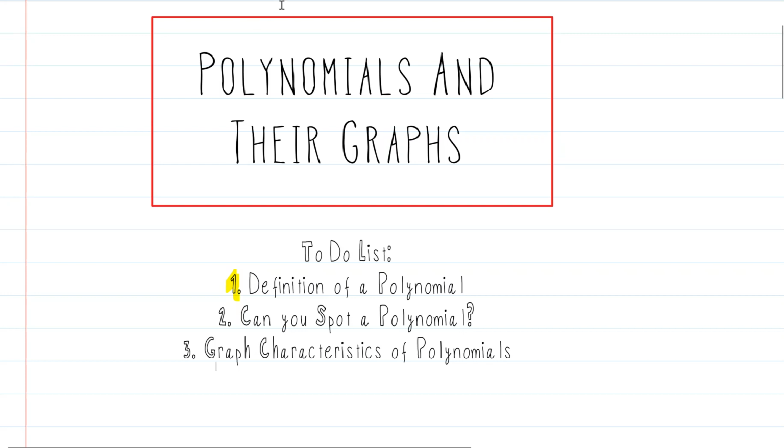The second thing we talk about is how do you spot a polynomial? If you're given a function, can you tell if it's a polynomial or not? And if it isn't, why? The third thing looks at the graph of a polynomial so we can spot some classic examples of things that are and are not graphs of polynomials.